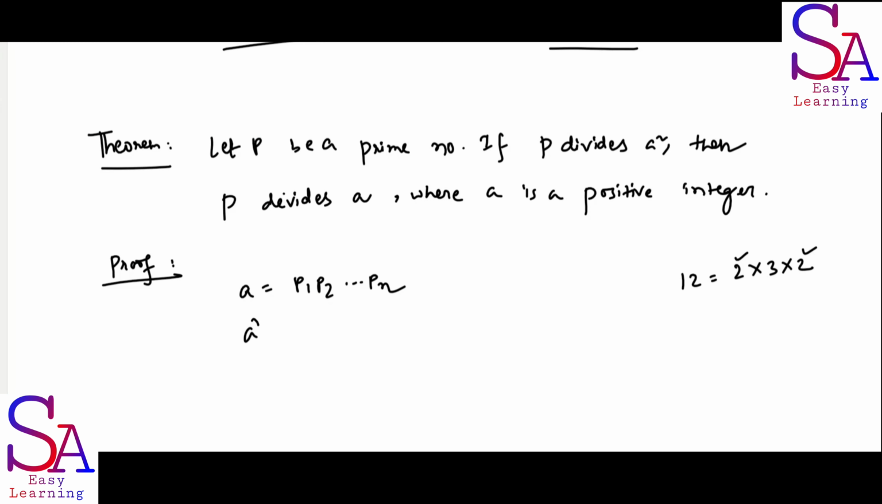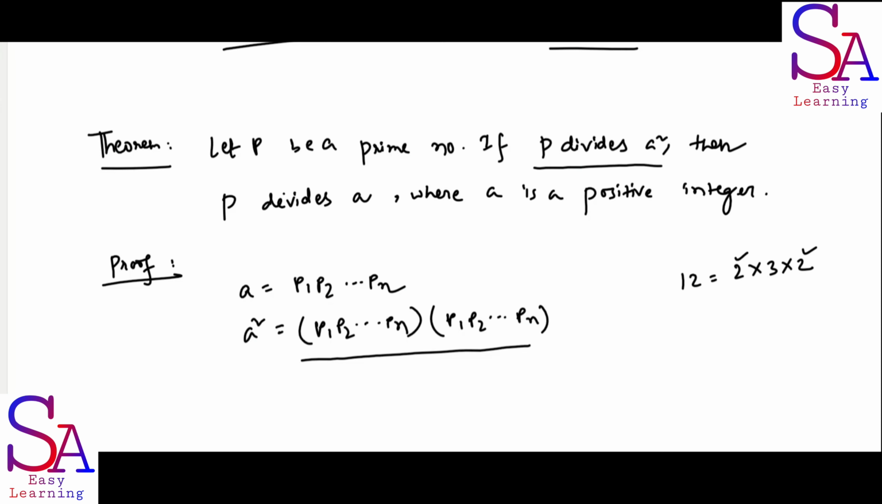Therefore, if we consider A square here, this is A and this is A. If we multiply A into A, that is A square. Now given that P divides A square, that means P divides this. Now they are prime numbers. So here P1 into P1, that is P1 square, P2 square and hence Pn square. So A square is equal to this.